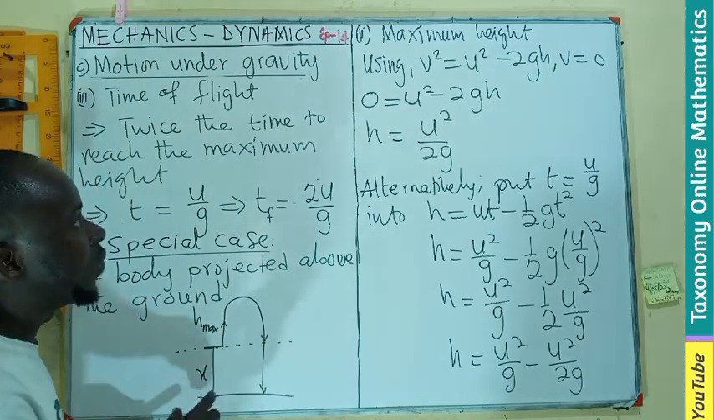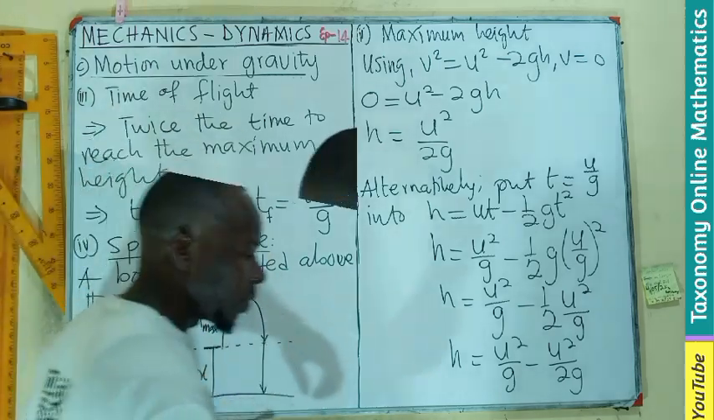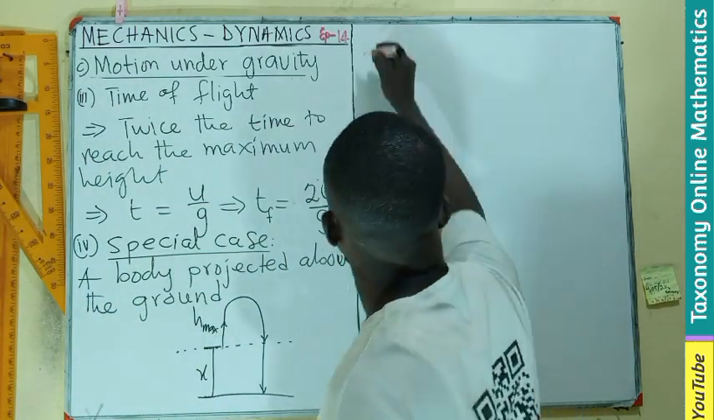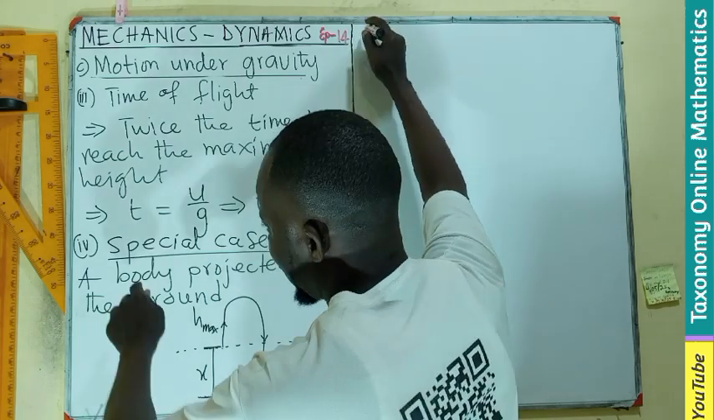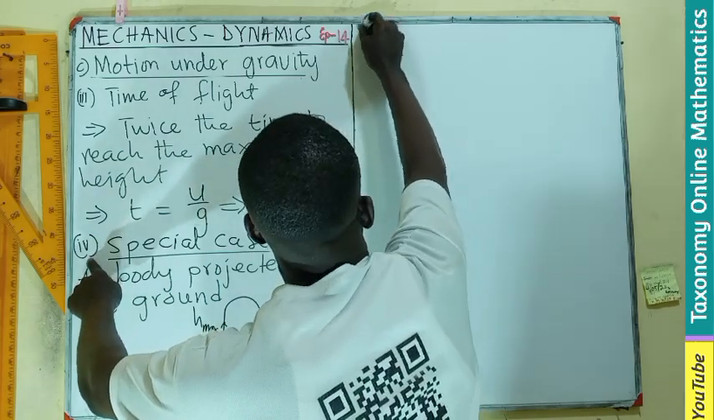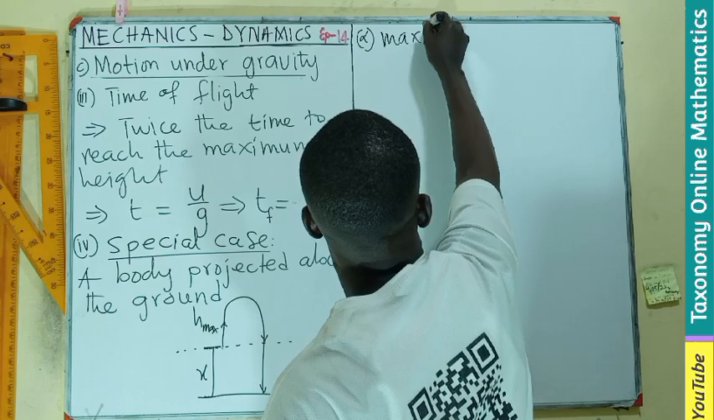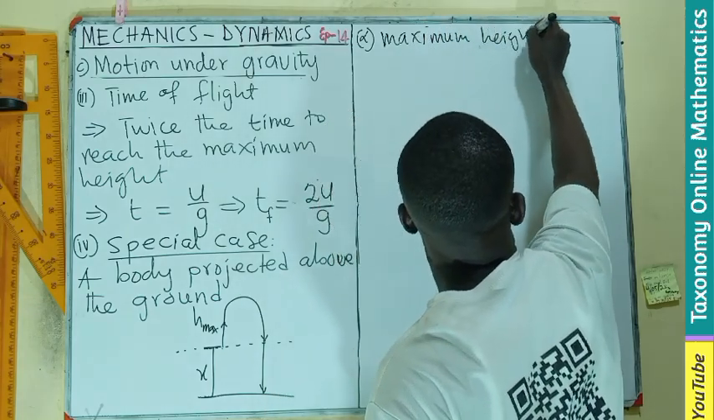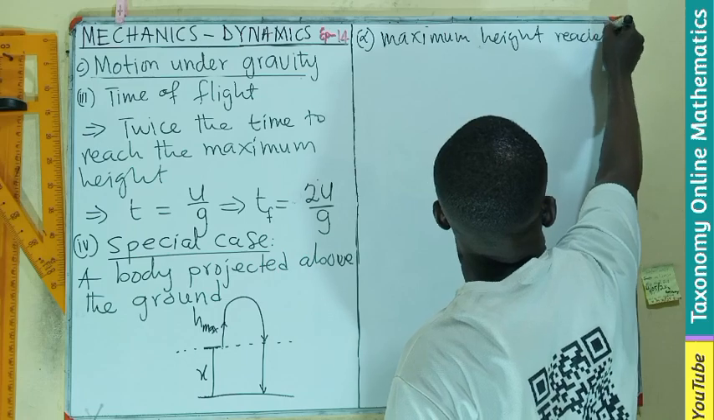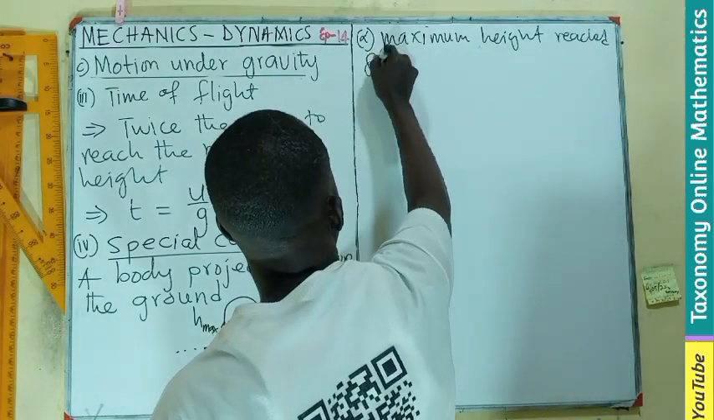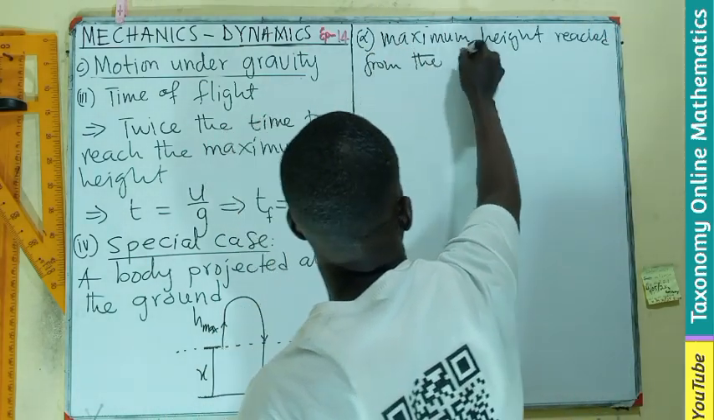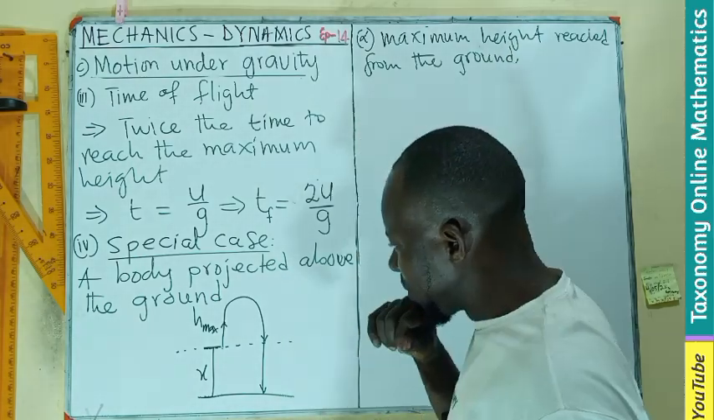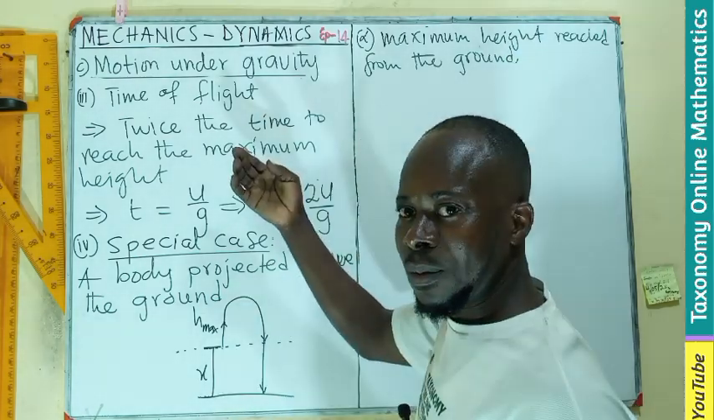So if I am asked to find, let me clean here. So what am I asked to find? If I'm asked to find the maximum, let's say this is alpha, right? Maximum height reached from the ground. What is it going to be? The maximum height reached from the ground.